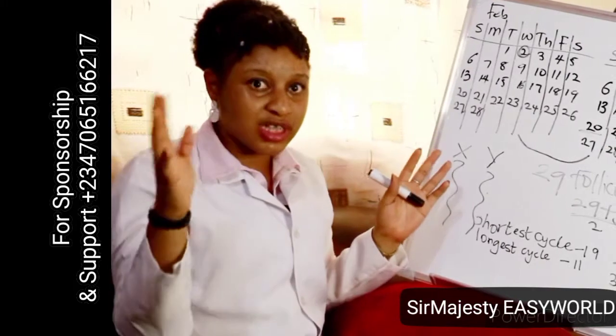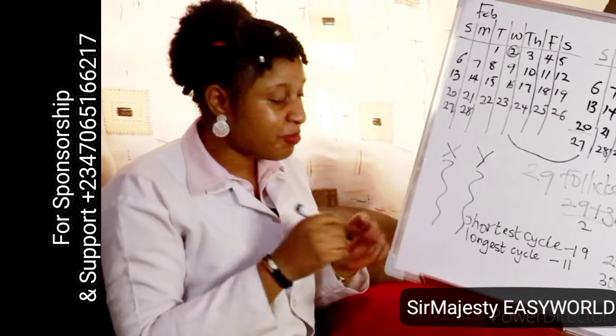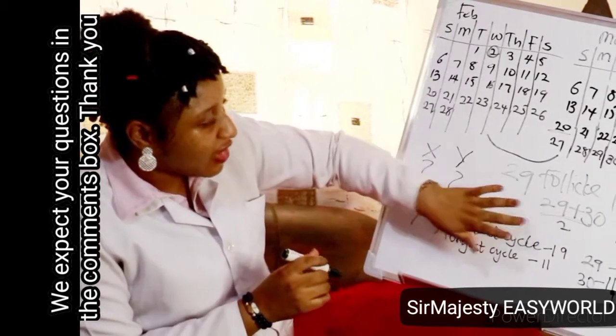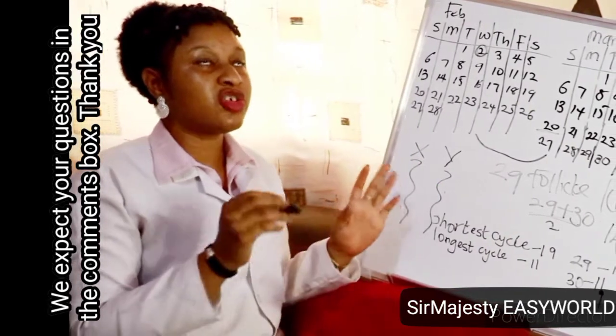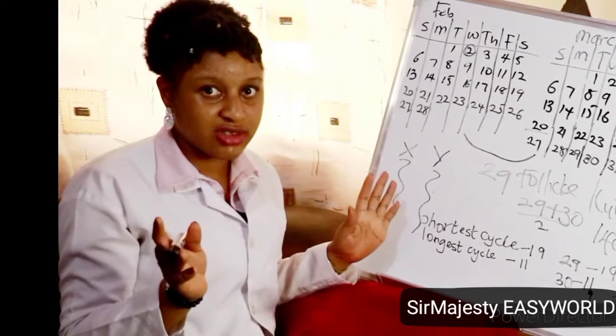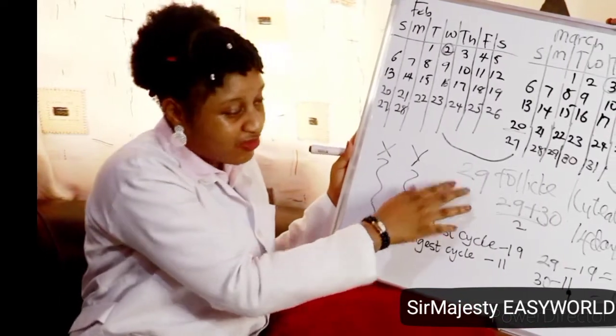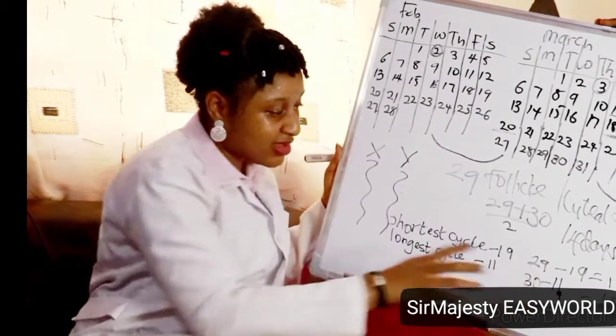So all this period now, what we are going to do is calculate your safe period. You're going to get the shortest cycle length you've ever recorded. Maybe the shortest you've recorded was 27 days, or maybe 29 days. Here, the shortest we have is 29 days. So we are going to use 29 days.